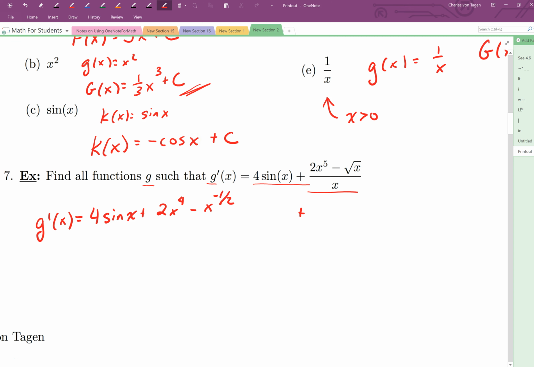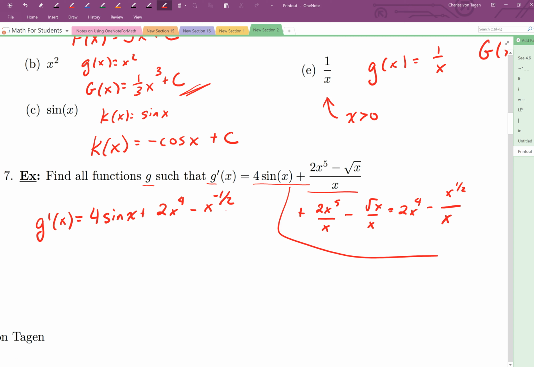I could write the second term as 2x to the fifth over x minus the square root of x over x, which is where I got the 2x to the fourth. Here I would have minus x to the 1/2 all over x. When I subtract 1 from 1/2, that's where I got this negative 1/2 from.